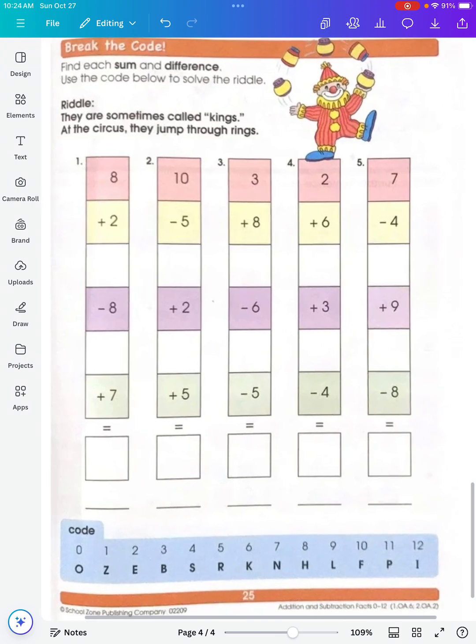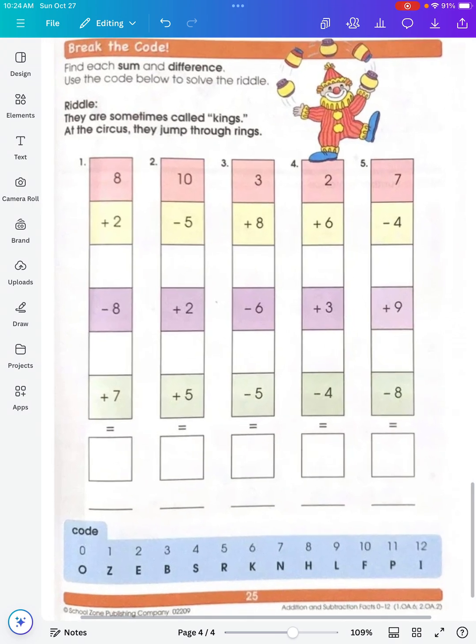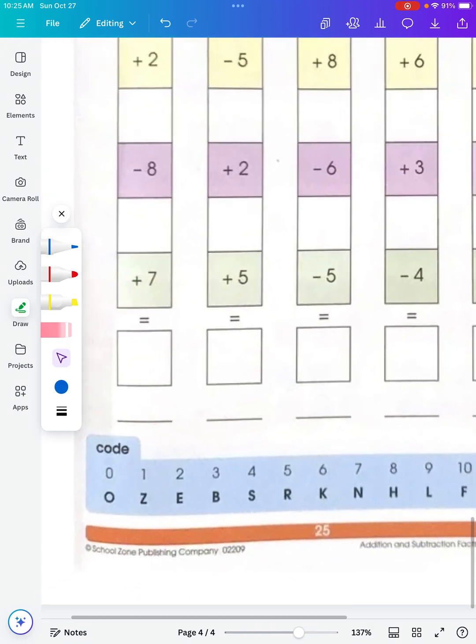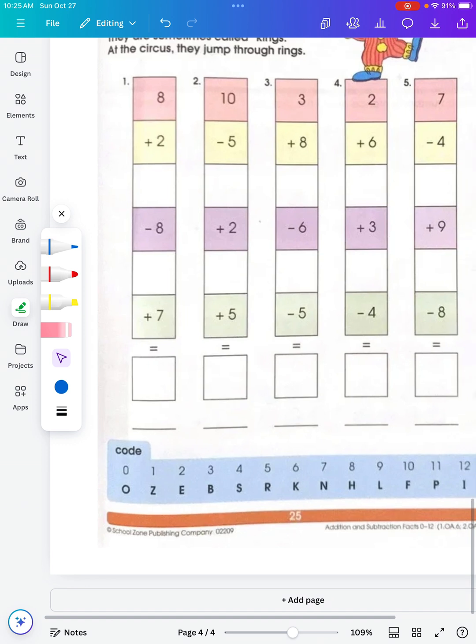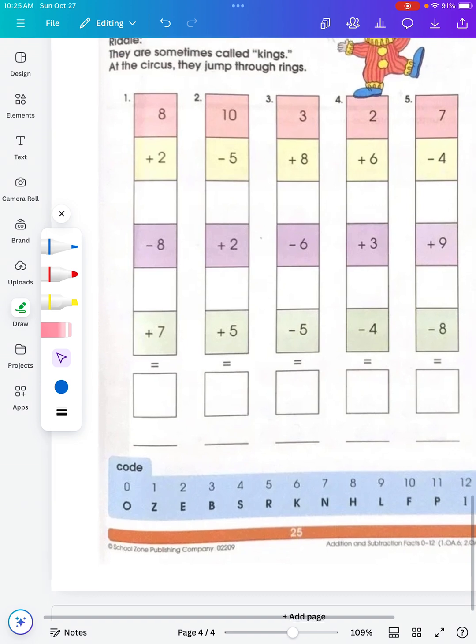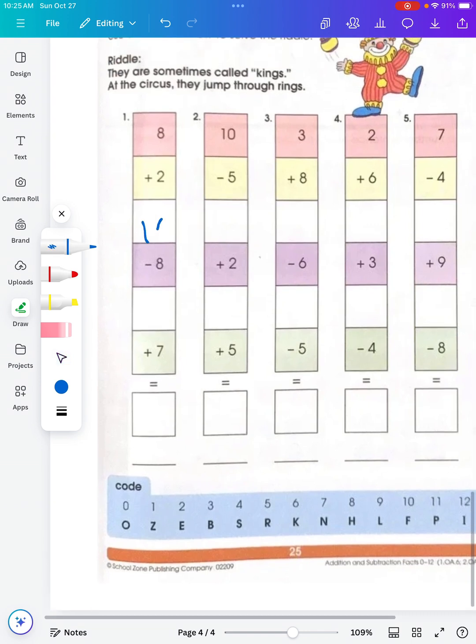And we won't go over the last page because it's the same thing as page 2, but this one's a little different because you need to get a riddle. So for example, we'll just do question number 1. 8 plus 2 equals 10, and 10 minus 8 equals 2, and 2 plus 7 equals 9.